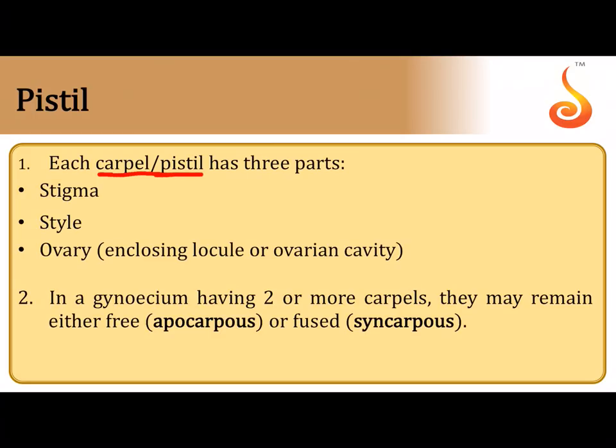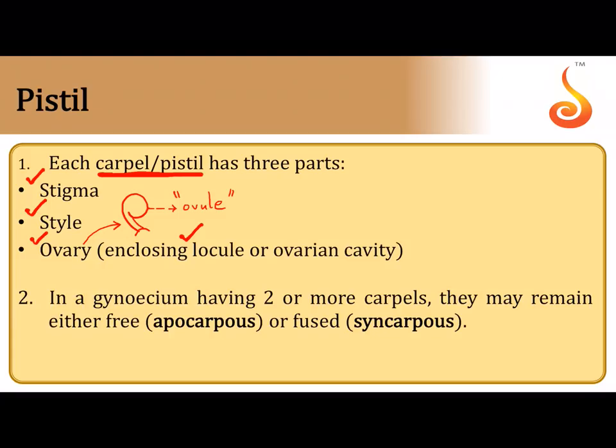Each carpel or pistil has three parts: the stigma, the style, and the ovary. And I told you the ovary encloses a cavity called the ovarian cavity or the locule, and sitting inside the ovary, I told you that there is a structure which is very, very important and our focus in this particular lecture, which is referred to as the ovule or the megasporangium. Okay, keep this in mind.